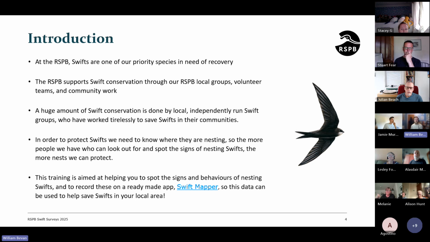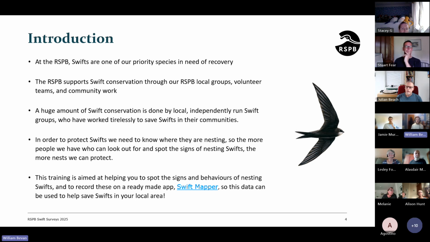So just as a bit of an introduction as to why we're doing this talk tonight. We haven't done one of these before, so this is our first one. So hopefully you find it really useful. At the RSPB, swifts are one of our top priority species in recovery. The RSPB supports swift conservation through our RSPB local groups, through our volunteer teams, and also through community work. There's also a huge amount of swift conservation which is done by local, independently run swift groups who are working tirelessly to save swifts in their communities.